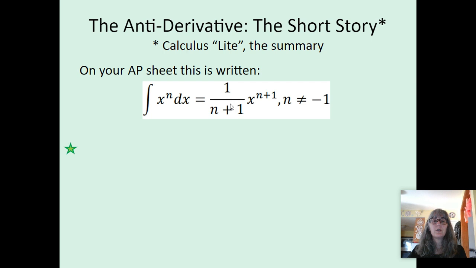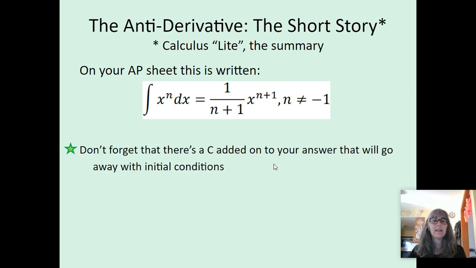And because when you took the derivative, you multiplied by the coefficient and the power, here you're going to divide by that n plus 1 power. And this doesn't work if n is equal to -1. So there's a different thing you do if n equals -1. And that's also on your AP sheet, but we won't get to that until later. And then for calculus class, don't forget there's a c added onto your answer.